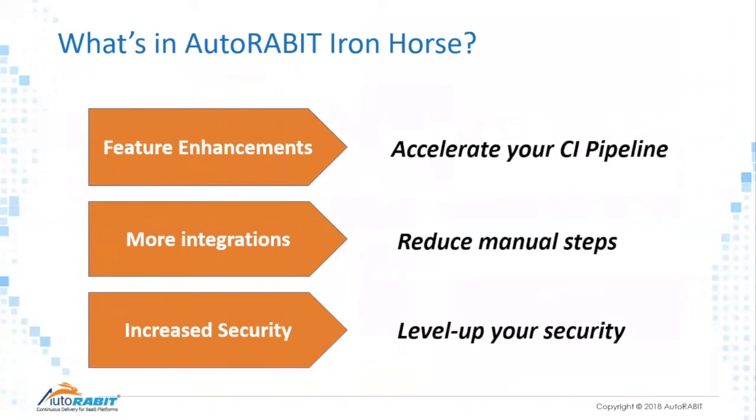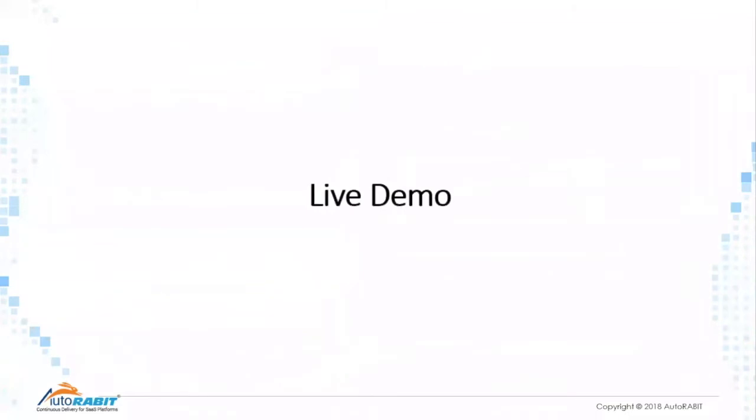So what's in AutoRABIT Ironhorse? There's three key buckets of things that we focused on in this release. New features and feature enhancements to accelerate your CI pipeline, additional integrations to reduce manual steps, and increased security to level up your security. And we are going to touch on some of these. We won't get to all of them in this 30-minute session, but we will tell you how you can find out more. And with that, I'm going to turn it over to Abhi, and he's going to walk you through the live demo.